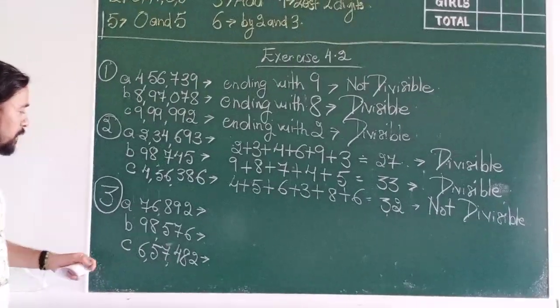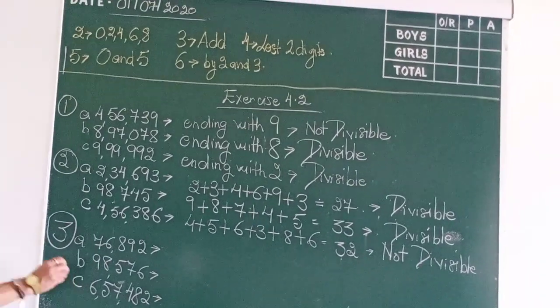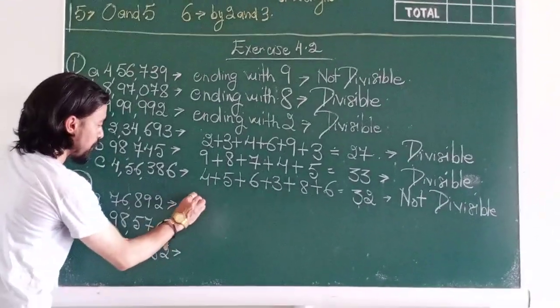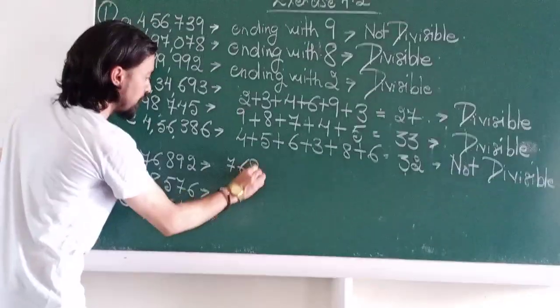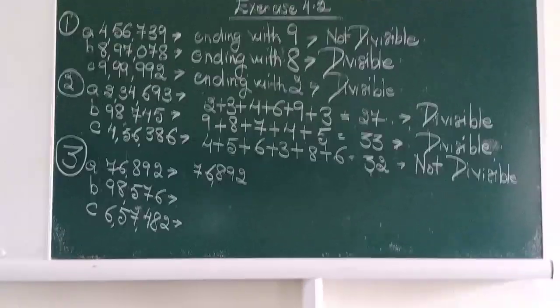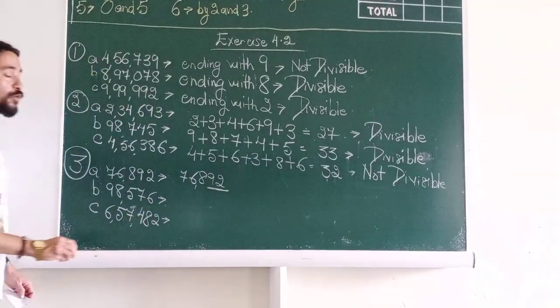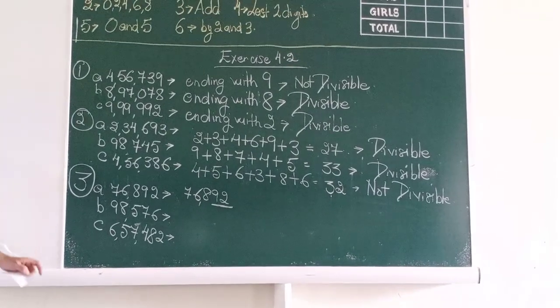Which number do I have out here? 76,892. So what I'll do is, first I'll take down the number again, 76,892. I will underline 92, the last 2 digits. Is 92 divisible by 4?